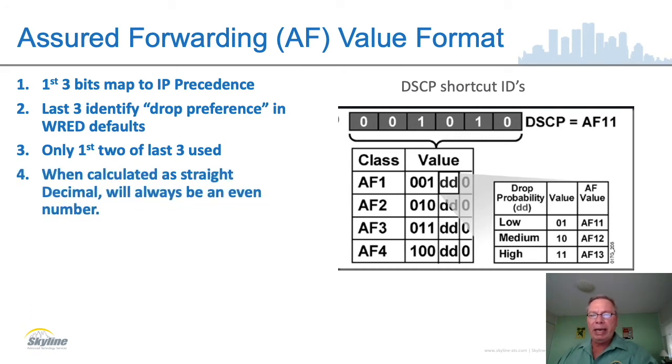When you're taking an AF value, since they're never marking the 1 bit high, when you convert it to decimal, an AF value will always be an even number. It will always be an even number. That's why on that previous slide, you saw the value between the 34 and the 36. I said you could mark diffserv code point 35. AF can't do that because it never uses the 1.